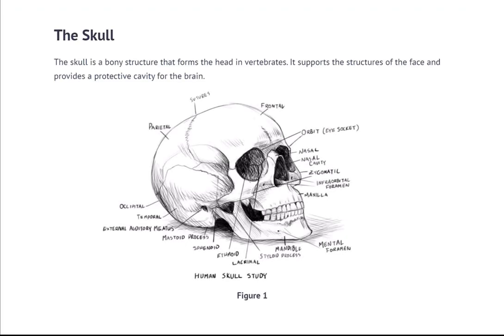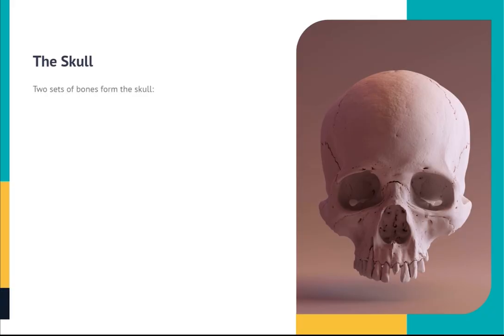The skull is a bony structure that forms the head in vertebrates. It supports the structures of the face and provides a protective cavity for the brain. Figure 1. Two sets of bones form a skull: the cranium and the facial bones.